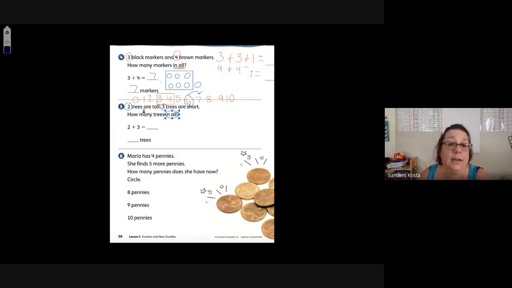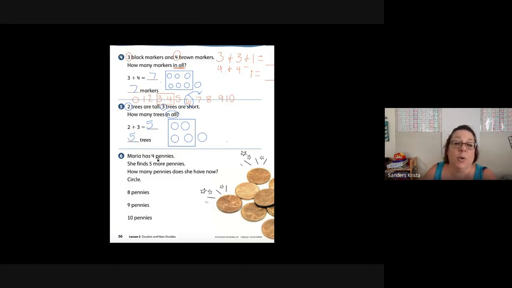total, okay? So I'm going to draw my picture of 2 and 3 more, okay? Again, I like to look at the addition one. 2 plus 2 equals 4, and count on 1 more is 5. So 2 plus 3 equals 5.